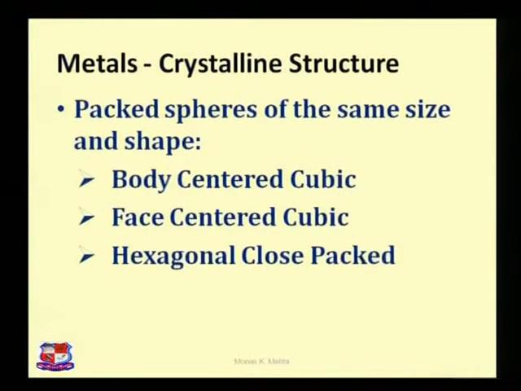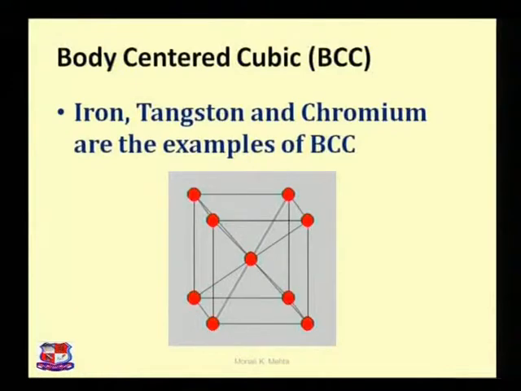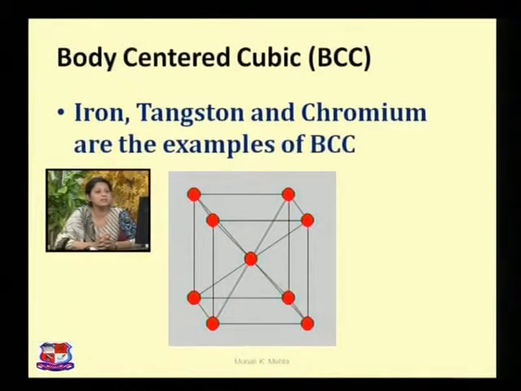Metals are crystalline by structure. Mainly, they have a body centered cubic arrangement, face centered cubic arrangement, and hexagonal close-packed arrangement. Look at this example of body centered cubic. This is a cube in which all the corners are occupied by an atom, and the center of the cube is also occupied by an atom. So, in body centered cubic, there are 9 atoms. Iron, tungsten, and chromium are examples of body centered cubic.